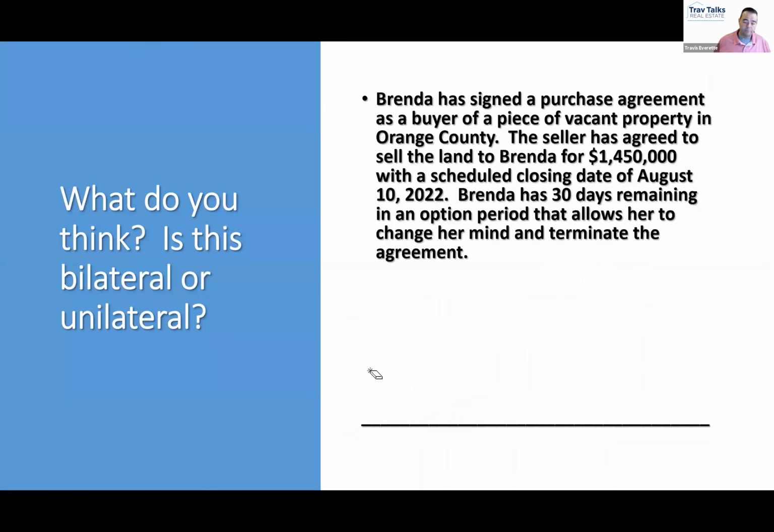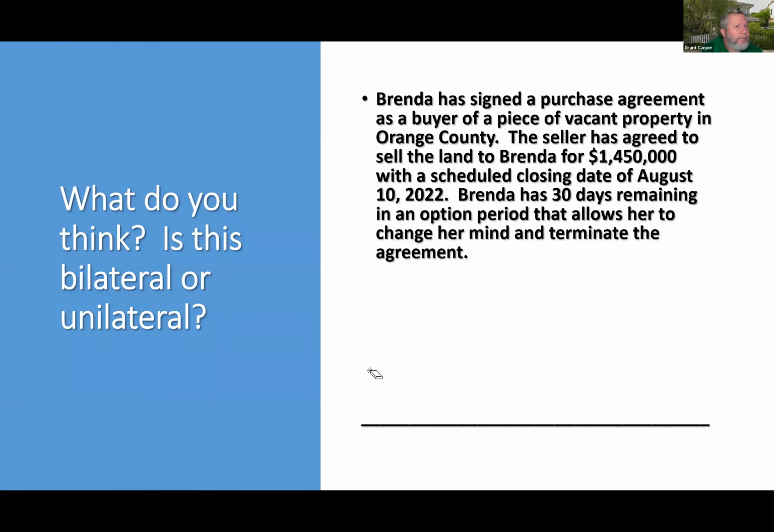So look at this one. Brenda has signed a purchase agreement as a buyer of a piece of vacant property in Orange County. The seller has agreed to sell the land to Brenda for $1,450,000 with a scheduled closing date of August 10th, 2022. Brenda has 30 days remaining in an option period that allows her to change her mind and terminate the agreement. Is this bilateral or unilateral?